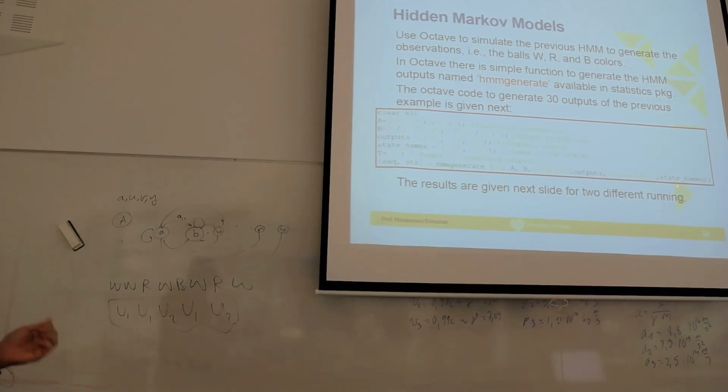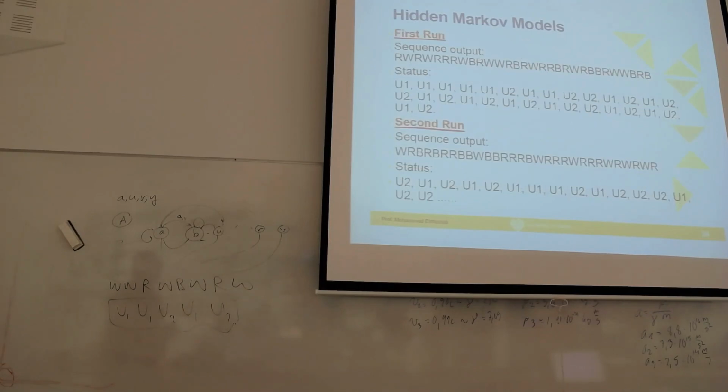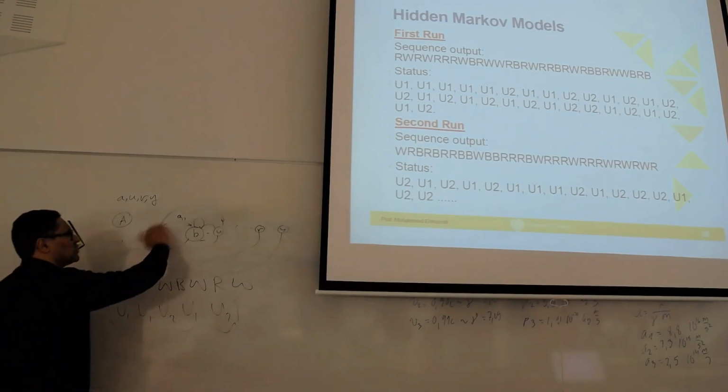And once you run this code, you will get the result that we obtained. It gave us red, white, red, white, red, red, red, white, black, red, and so on. And this was the state transition: U1, U1, U1, U1, U1, U2, U1, and so on. On the second run, I ran the same code again. Of course, it will give a different result, another sequence with a different state transition, because the state transition is based on probability.